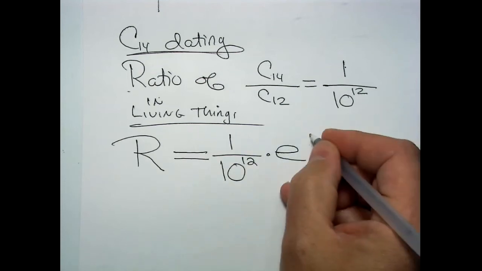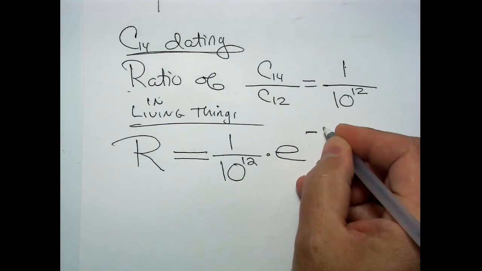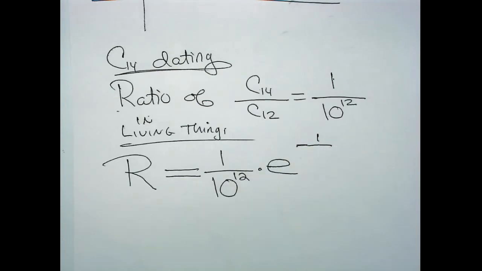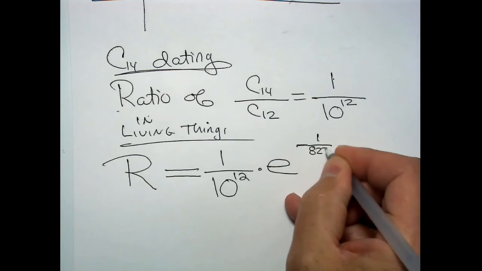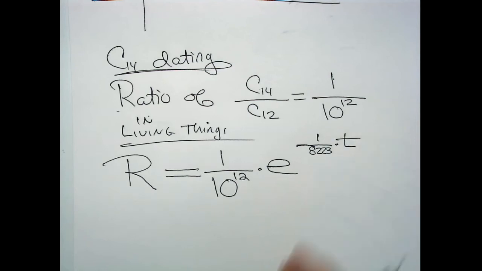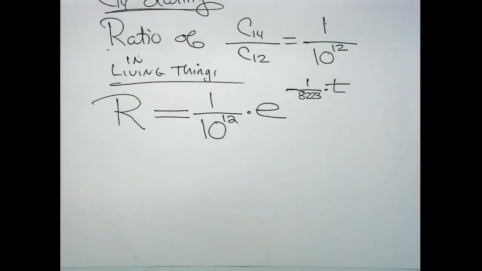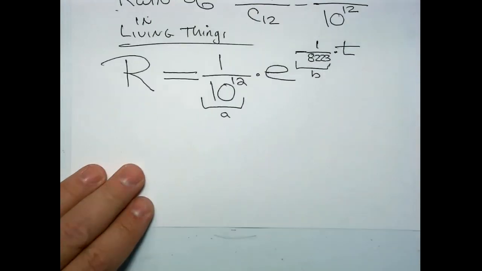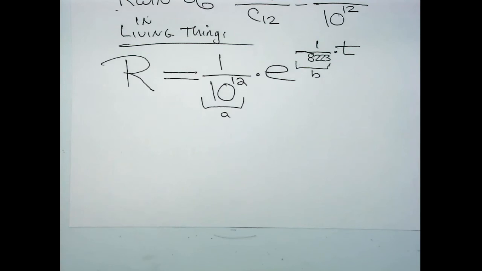Now it's decay, so I do expect a minus for my exponent. And you know that there's a B up here, right? And that B for carbon-14 is 1 over 8223. And it's not x, but it's t for time. So let's see if we can figure this out. This is the model. A is given to you. B is given to you. And how do we reconcile this? How do we use this to determine how old something is?